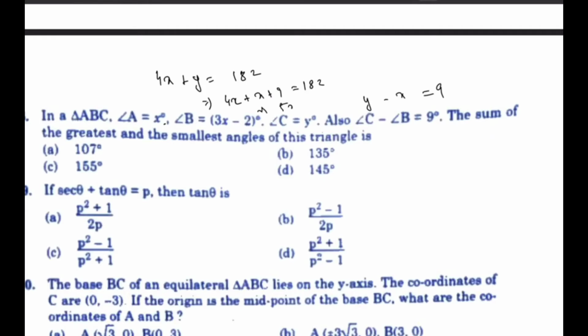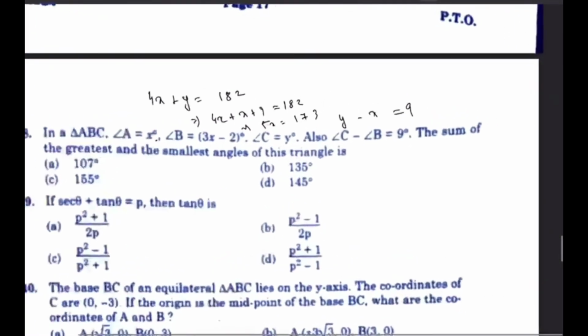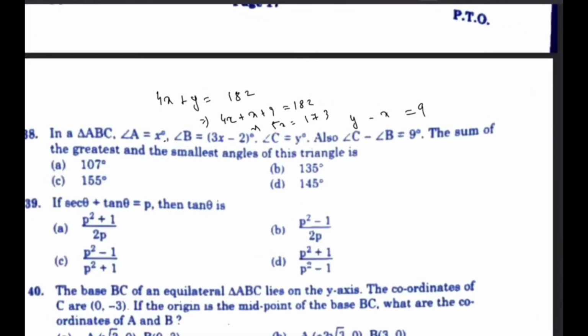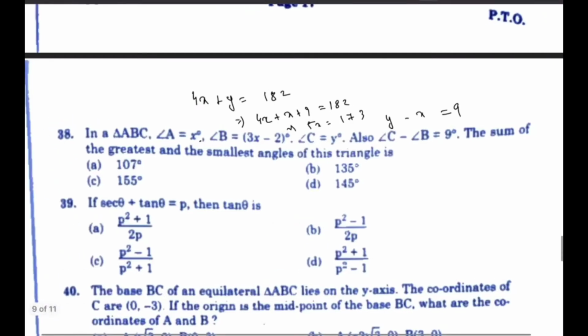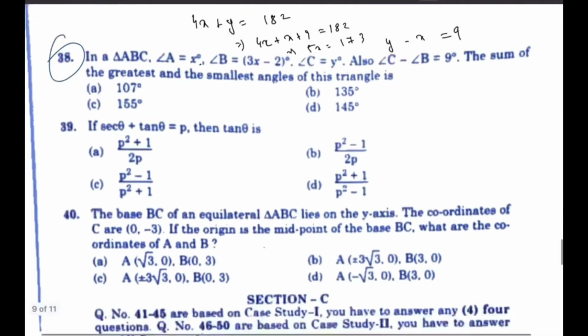implies 5x is 173, x is 173 by 5, not the kind of thing that we were looking for. Okay, so we have messed up again. So that gives us a second problem to return to.